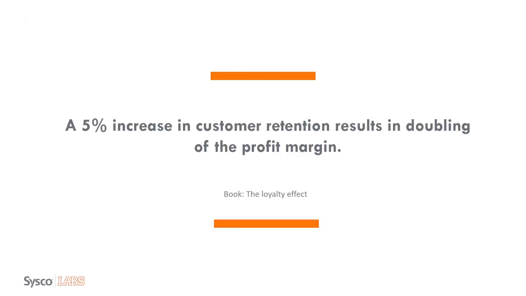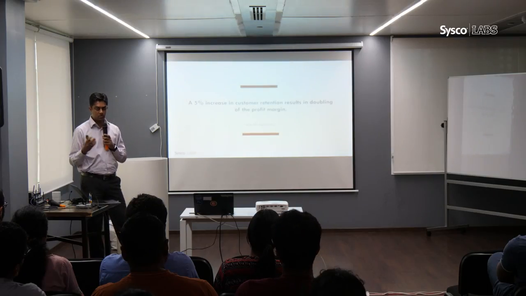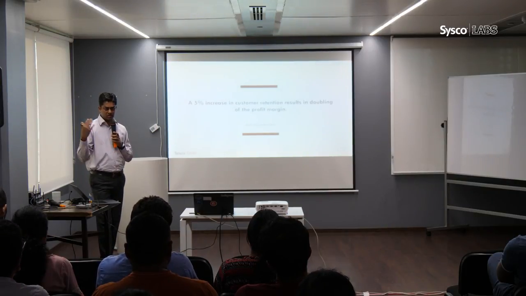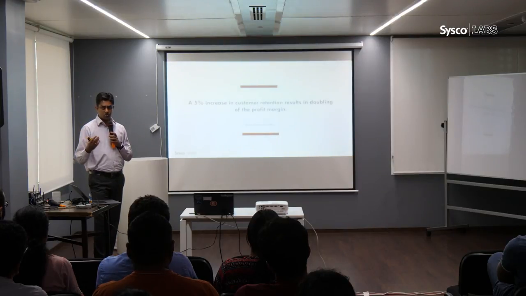They go on to say that a 5% increase in customer retention results in doubling of the profit margin. Just read it again. A 5% increase in customer retention results in doubling of the profit margin. So if you can keep 5% of your customers from leaving, you can double your profit. The book goes into depth explaining why, and I believe it makes good sense when you think about it, because you reduce a lot of operating expenditure, money spent on onboarding people, all sorts of things.